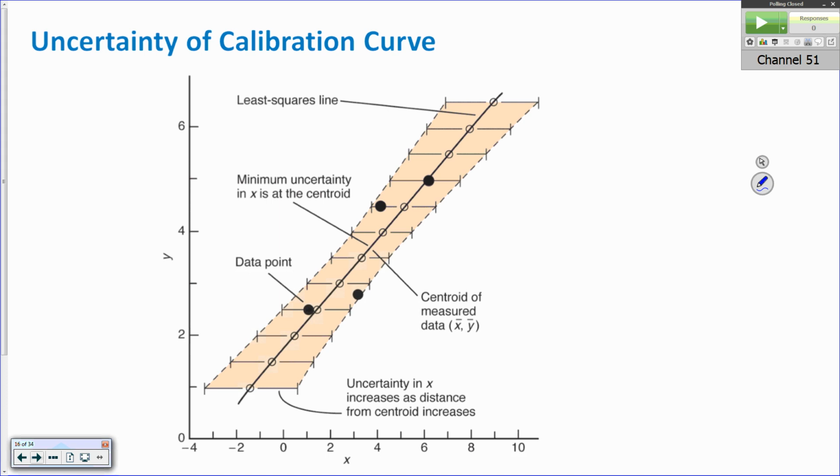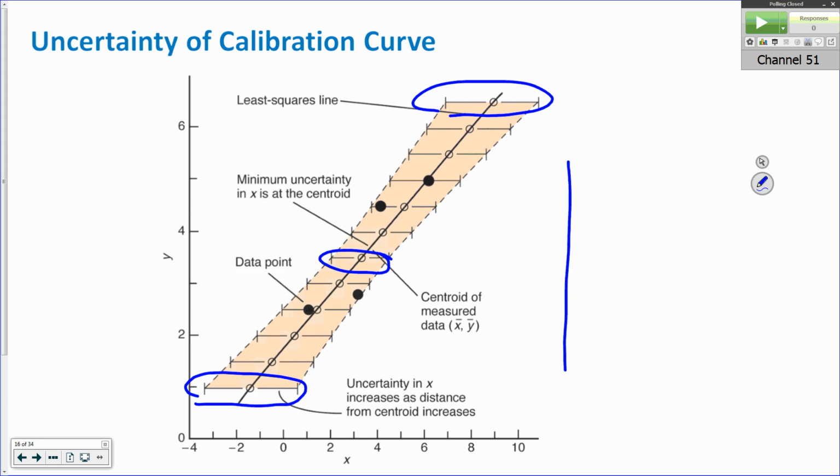Okay, so there are some equations in the text that let you look at the magnitude of this y. There's an uncertainty associated with it. The center of the curve is where you're going to get the minimum uncertainty. So when you go down here to the extremes, it's broader here and broader here. So our goal then is to try to bracket our unknown.